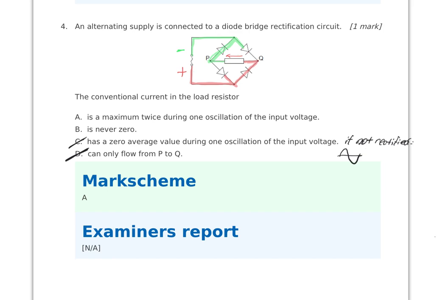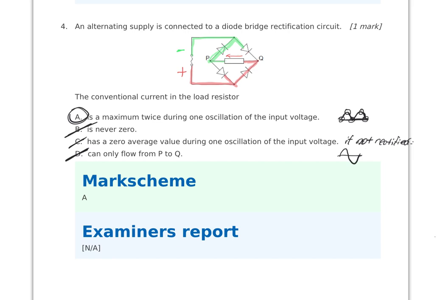And then it says A is a maximum twice during one oscillation of the input voltage. That would be true, because when we fully rectify the signal, we flip the negative voltage to become a positive voltage. So that's actually the signal that's going to occur with no negative values. And so yes, it achieves a maximum value twice in the cycle. Now B says is never zero. It is zero at 3 points in the cycle for an instant in time. So it's not that it's never zero. So not B, but it is A.